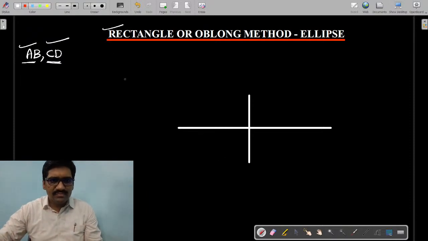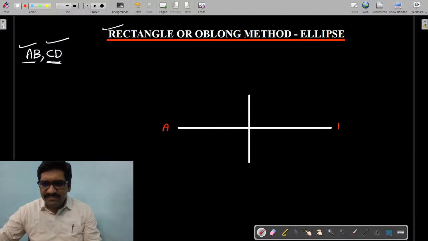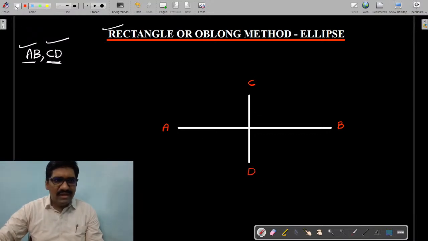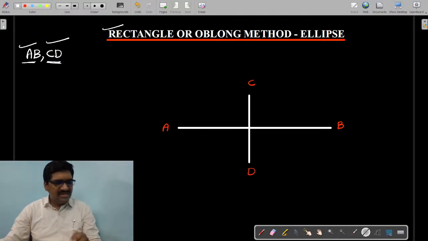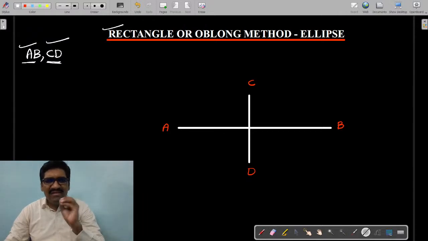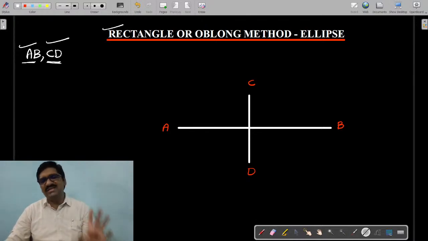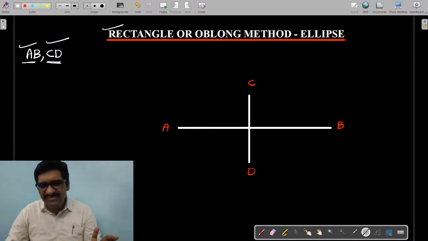Now, let AB be the major axis. Let CD be the minor axis. Now draw the lines. Listen carefully. It is very simple, but many students are getting confused in the construction procedure. From this session, one question is confirmed in the B.Tech first year semester examination.